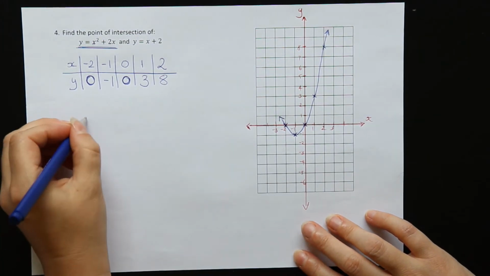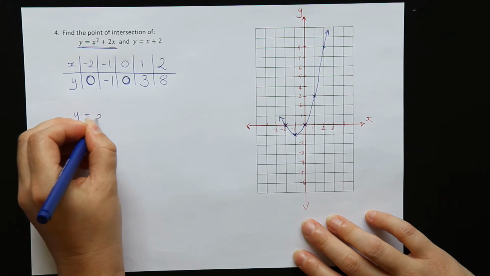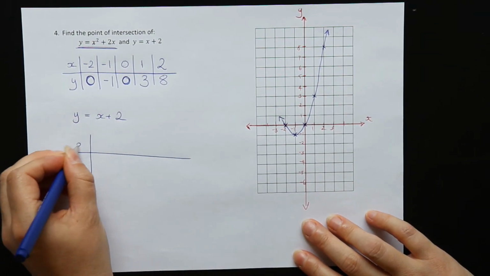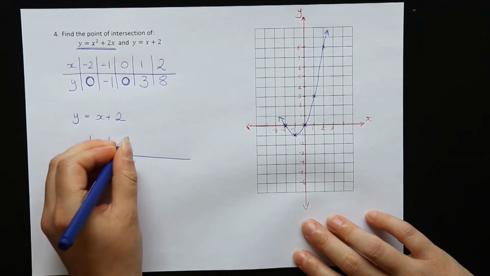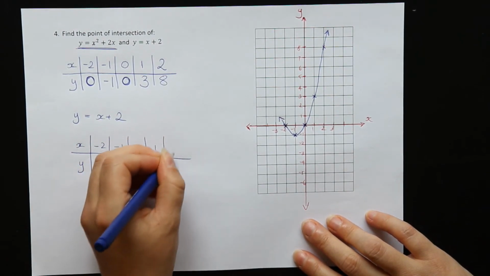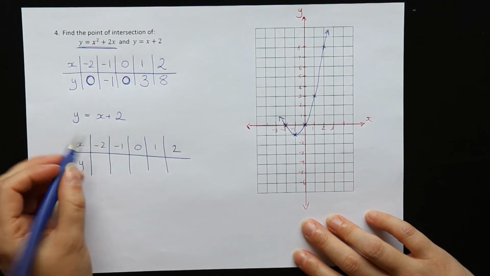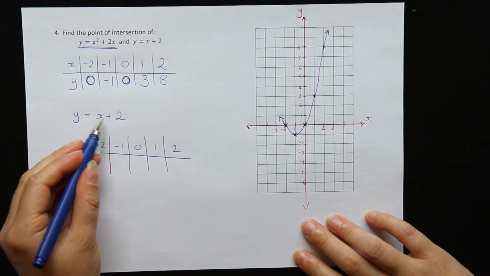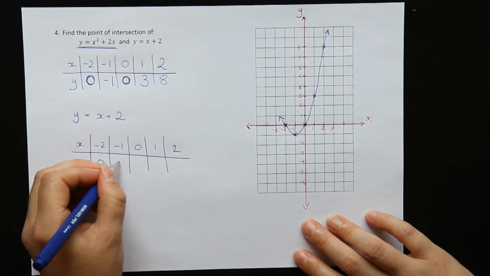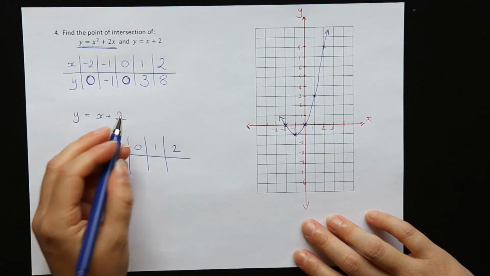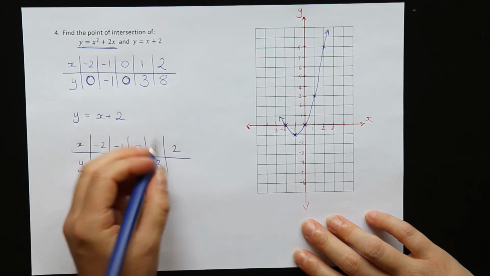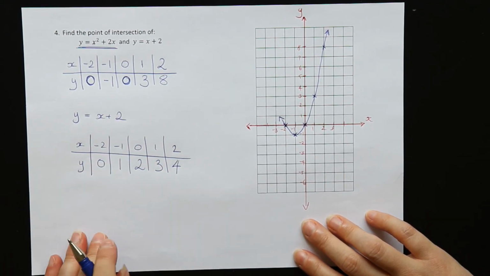Now let's do another table for y equals x plus 2. x, y, -2, -1, 0, 1, 2. So if x is -2, -2 plus 2 is 0. -1 plus 2 is 1. 0 plus 2 is 2. 1 plus 2 is 3. 2 plus 2 is 4.